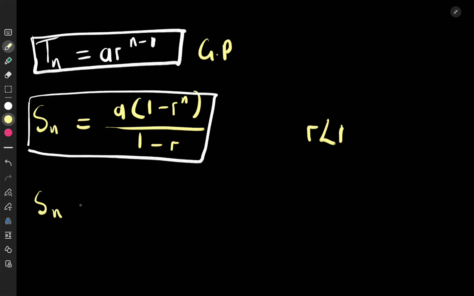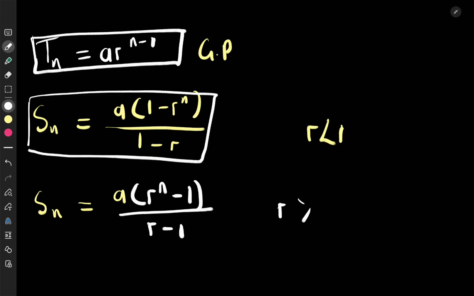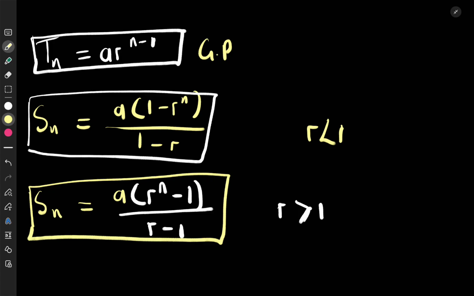Then let's go to the second scenario. It is when you have R bigger than 1. When R is bigger than 1, it's still A outside, but now it is R to the n minus 1 instead of 1 minus R to the n. It is now R to the n minus 1 all over R minus 1. And this is when R is greater than 1. Remember we said the bigger one is the one we always tend to write first.